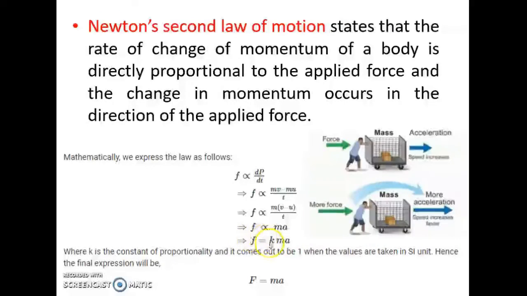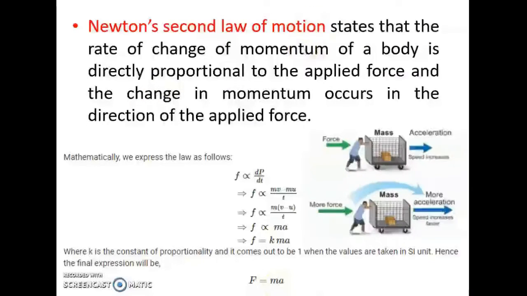So 1 Newton is the force required to move a mass of 1 kg by an acceleration of 1 meter per second square. So if I substitute the value of force as 1 Newton, mass as 1 kg and acceleration as 1 meter per second square, I will get the value of K as 1. Okay, just substitute F as 1, M as 1 and A as 1. You will get the value of K as equal to 1. So since K is equal to 1, finally I am getting the expression here for force. Force is equal to mass into acceleration.